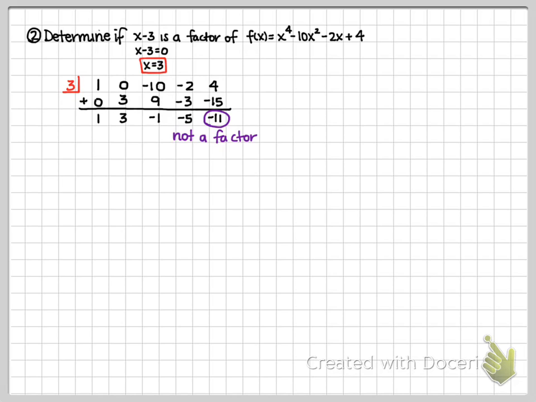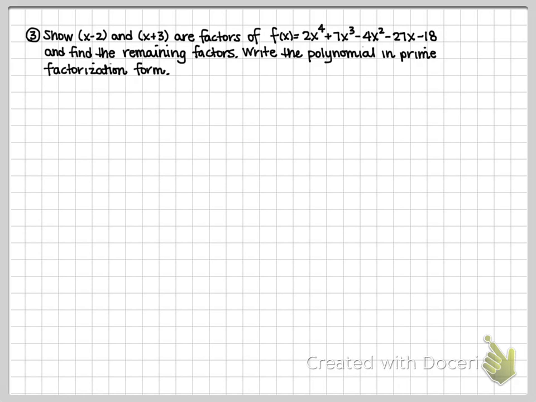And that's because you have a remainder. All right, question 3. Again, same one you have written down in your notes already. We just want to show that those two are factors and find the remaining zeros.